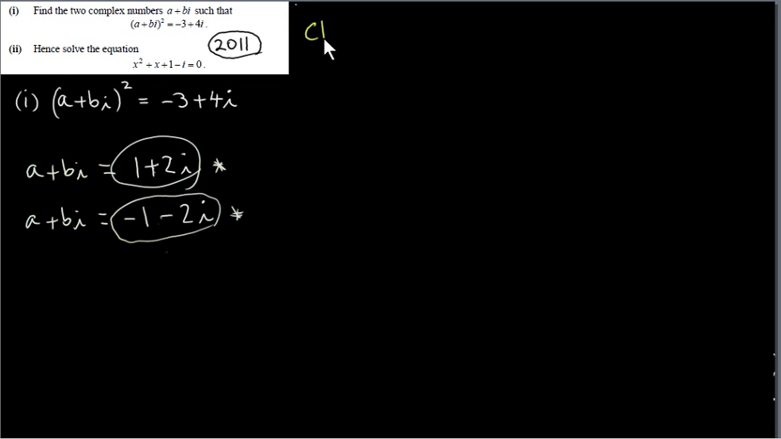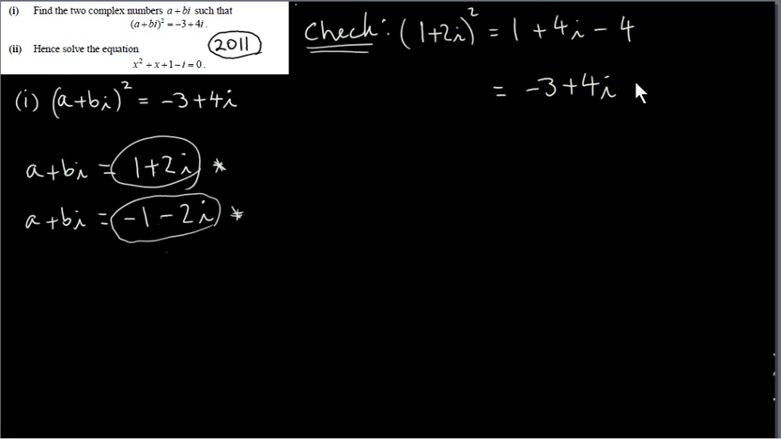Let's just do a quick check. All we have to do is take one of these and square them. 1 plus 2i squared. We square the first term, that's 1. Multiply first by the second and double, that gives us 4i. Square the second term, we get plus 2i squared. 2i times 2i is 4i squared, which is minus 4. So we get 1 minus 4, which is minus 3, and then we have plus 4i. So it does check out.